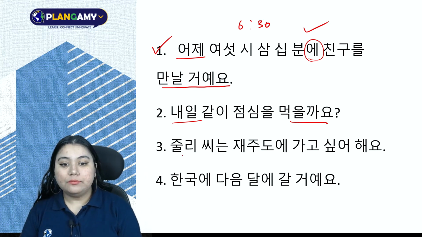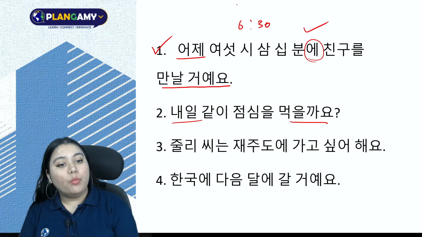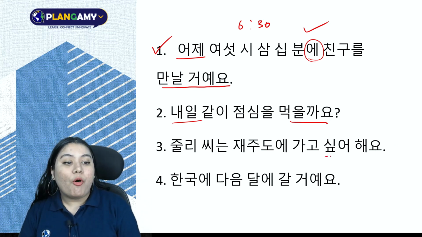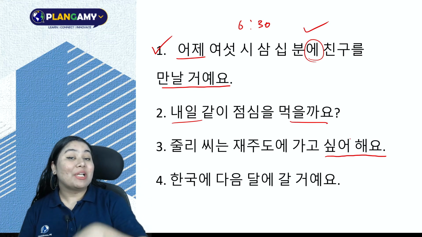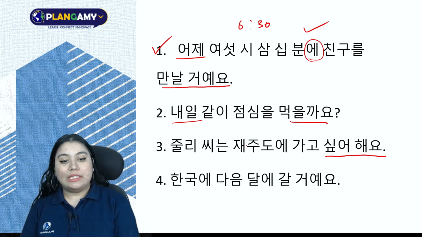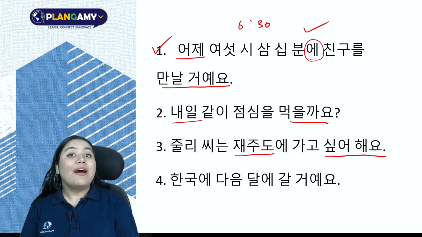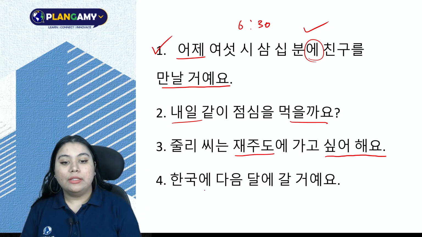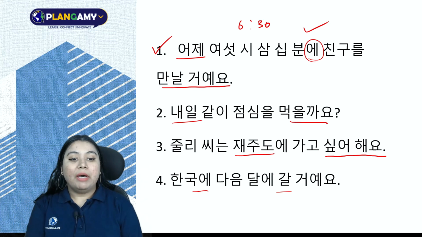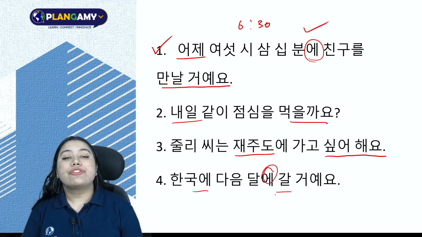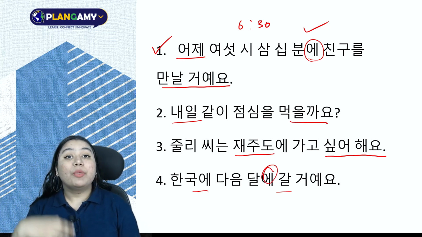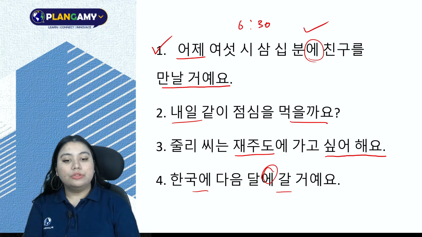Next one. 줄리 씨는 제주도에 가고 싶어 해요. 줄리 씨 wants to go to 제주도. 싶어 하다 is for when we are talking about others' wants and wishes. So 줄리 씨는 제주도에 가고 싶어 해요. 제주도 is a very famous island of Korea. Next one. 한국에 다음 달에 갈 거예요. 가다. 다음 달, next month, time marker. So this is also okay. I will go to Hanguk next month.